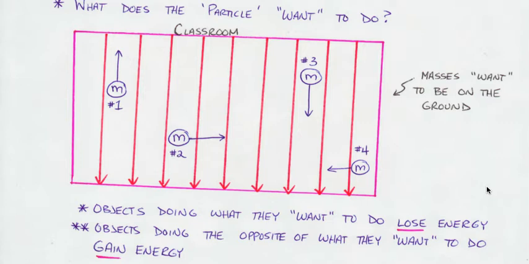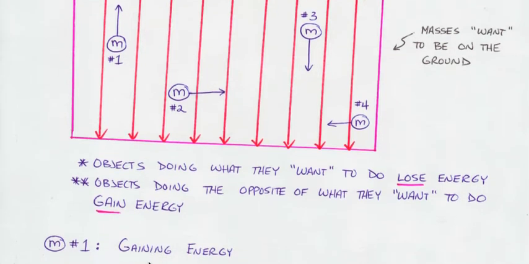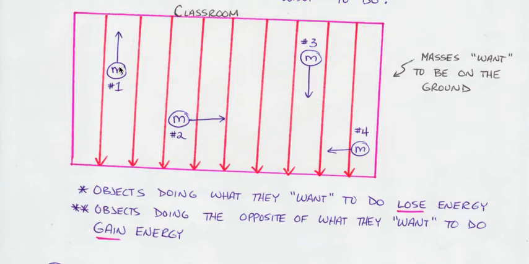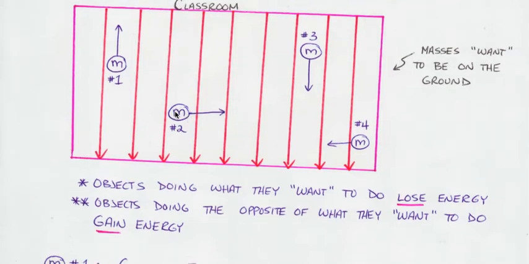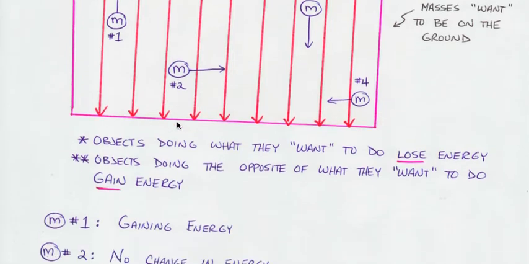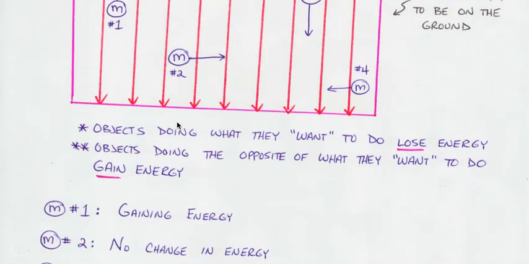Just like if I did the opposite and raised the mass up, that mass is being forced to do the opposite of what it wants to do, and objects doing the opposite of what they want to do will gain energy. So if I take a look at this example, I have four masses, 1, 2, 3, and 4. In this case, if I'm raising this mass towards the ceiling, well, mass number 1 is gaining energy because it does not want to be up here. You're forcing it to do the opposite of what it wants to do. Yes, you're also increasing its height, which also increases its gravitational potential energy. Mass 2 is being moved directly to the right. It's not gaining height, it's not losing height, it's not being forced to do anything it wants to or does not want to do. And for that reason, there is no change in energy from mass 2.